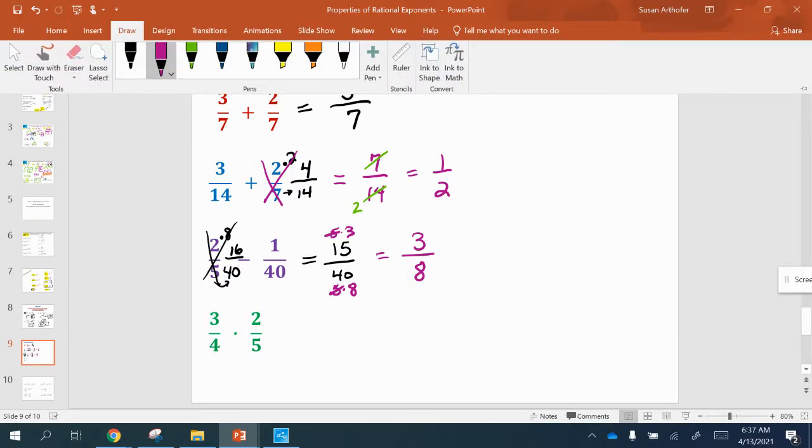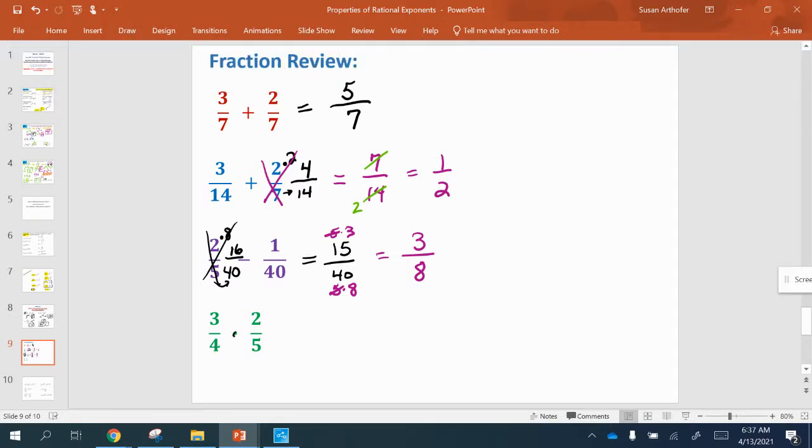And then the last one is yay for multiplication. When you multiply fractions, you just go straight across, tops and bottoms. 6 over 20. Check to see if you can reduce. You can. This is 3 times 2. This is 10 times 2. You can divide out the 2s, and this would be 3/10.